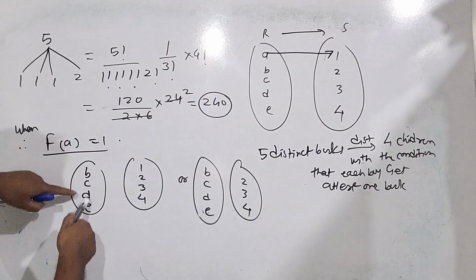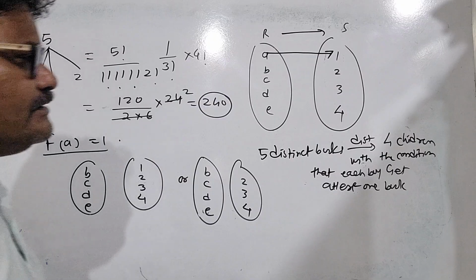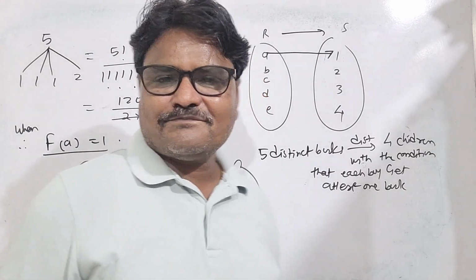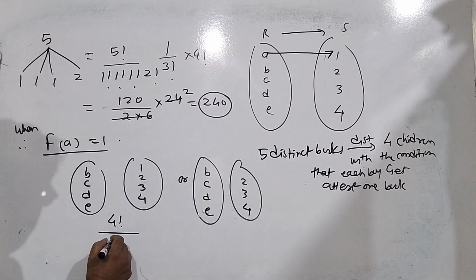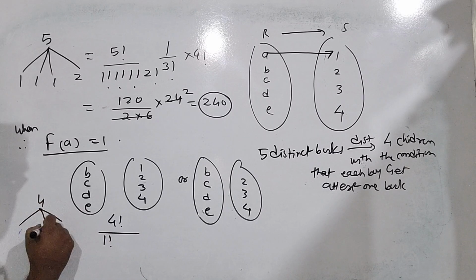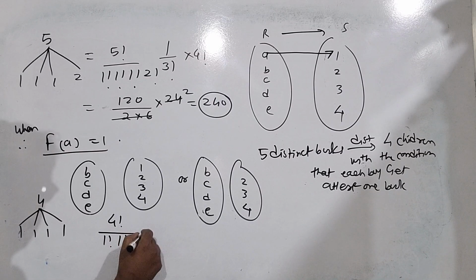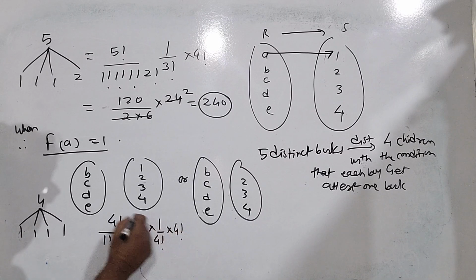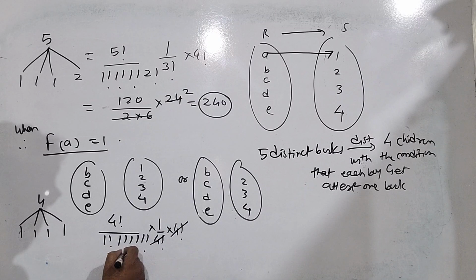So if B, C, D, E are associated with 1, 2, 3 and 4, the function still remains onto. So I can find 4 factorial over 1 factorial, 1 factorial, 1 factorial, 1 factorial, and 1 upon 4 factorial, up to this is division, and this is for distribution. So this gets cancelled out, that is simply 4 factorial. 4 factorial means 24.